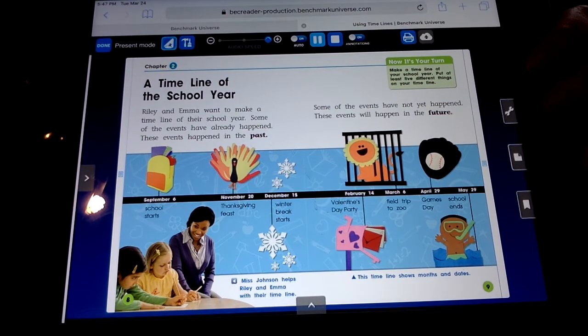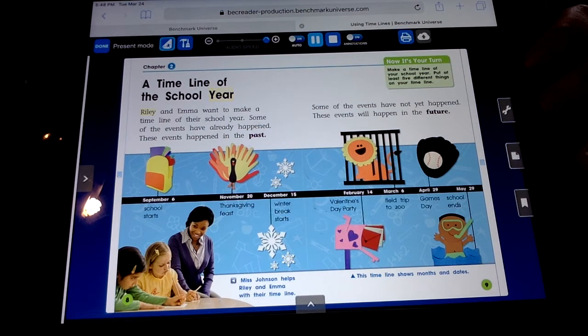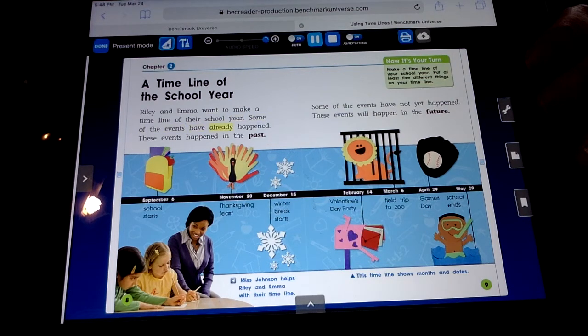Chapter 2. A timeline of the school year. Riley and Emma want to make a timeline of their school year. Some of the events have already happened. These events happened in the past. Some of the events have not yet happened. These events will happen in the future.